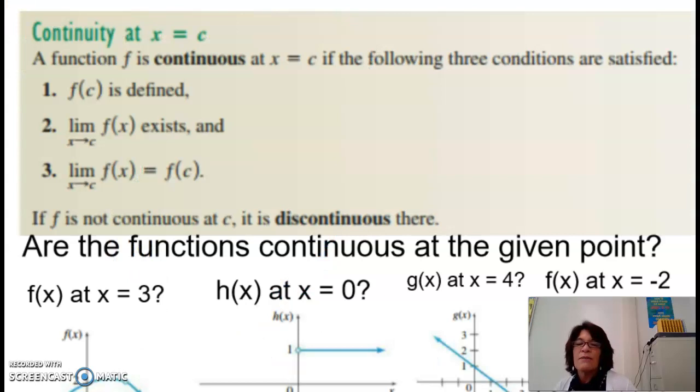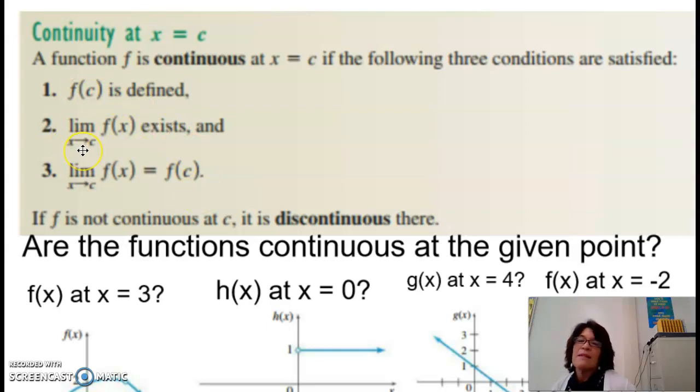Here's the mathematical definition. A function is continuous at a point x equals c if these three conditions are satisfied. The function has to be defined at that point. If c is a number, and I put c into my function, I get a number. So if I put 2 in, there's an f of 2 that exists.